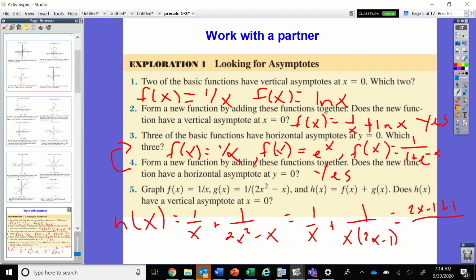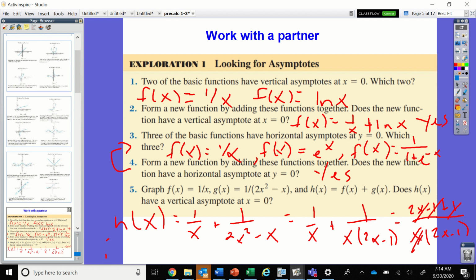Sorry, I'm running out of room here. Over x times 2x minus 1. And in a second, you'll see maybe why I went ahead and left this x out here. Because look what happens. The -1 and the +1 will cancel out, and so that makes 0. But look what cancels in the numerator and the denominator: x and x. So we actually would not have a vertical asymptote at x equals 0.